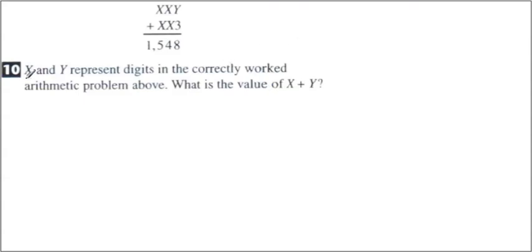You see, in this case, x and y represent digits in a correctly worked arithmetic problem. But what is the value of x plus y? So now here, we have to realize that whenever we are looking at these kinds of questions, make sure you look at the last column and the first column. When you look through the last column here, y plus 3 becomes 8. Since 3 has been increased to 8, the only possible choice will be y being equal to 5.